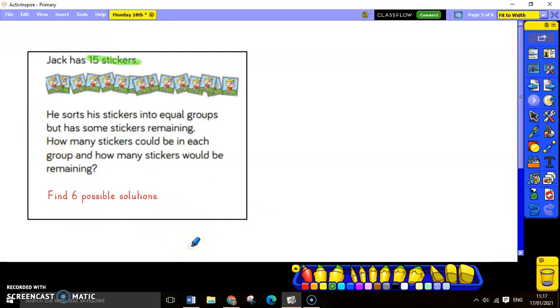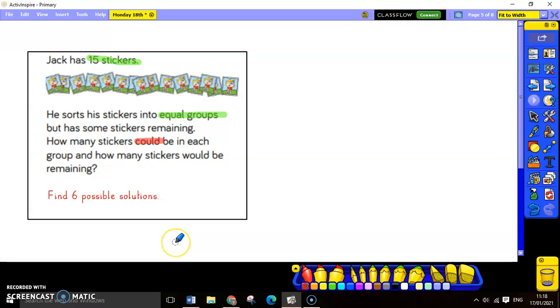I think that's going to be important. He sorts his stickers into equal groups. Well, that's quite important as well, isn't it? We know that each of the groups that he's got have got to have the same amount of stickers in them. But he has some stickers remaining. He's got some left over, thinking about those remainders from last week. How many stickers could be in each group and how many stickers would be remaining? There are lots and lots of different answers for this one. And I know there's lots because we've got this word could in. It says how many stickers could be in each group. I want you to see if you can find 6 solutions.